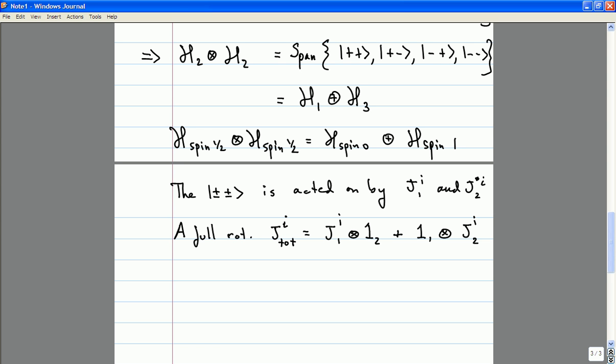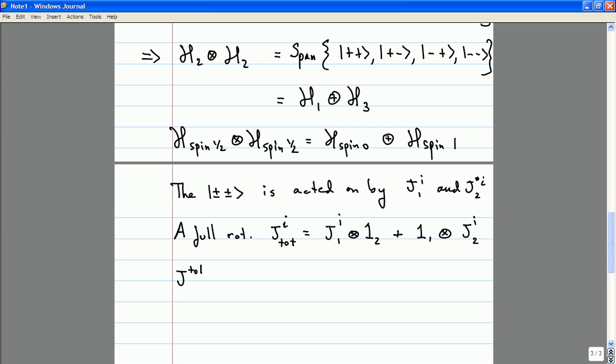Or another way of saying that: if you're, for example, calculating the J3 eigenvalue of some state, then if the first state has spin 1/2 and the second state has spin 1/2, then the total J3 eigenvalue is 1/2 plus 1/2 equals 1. So I've written it in this tensor product language just because that's the language that we usually use to write these things down formally, but hopefully that makes good sense to you.